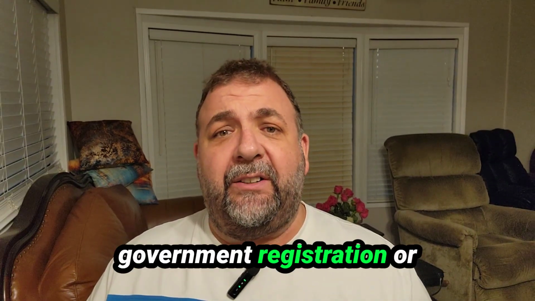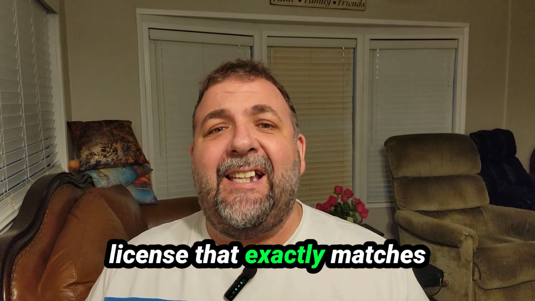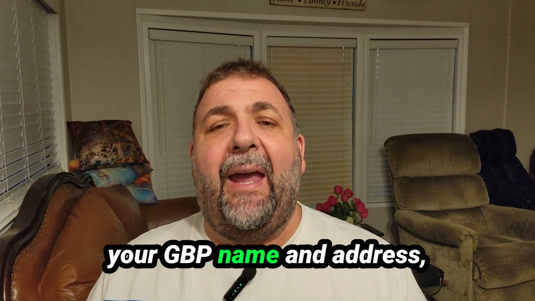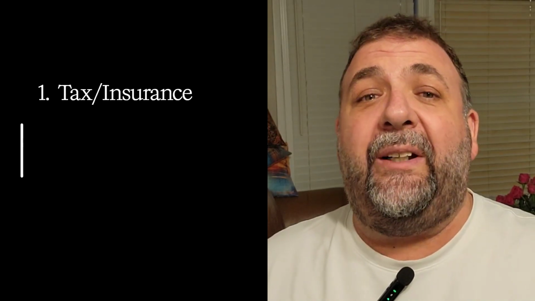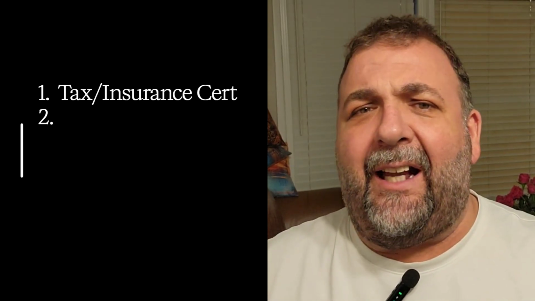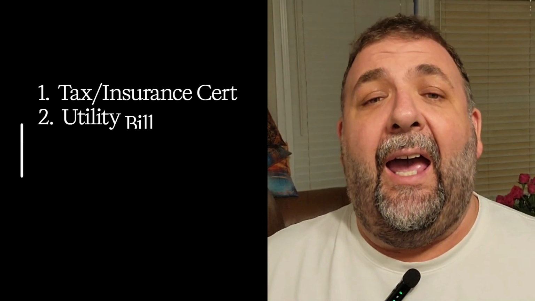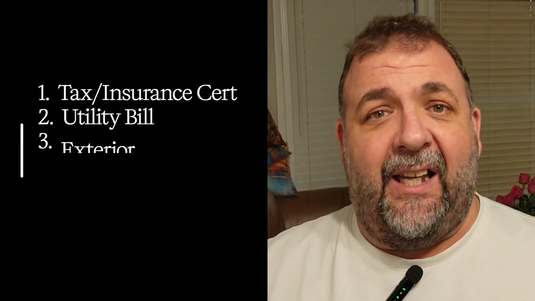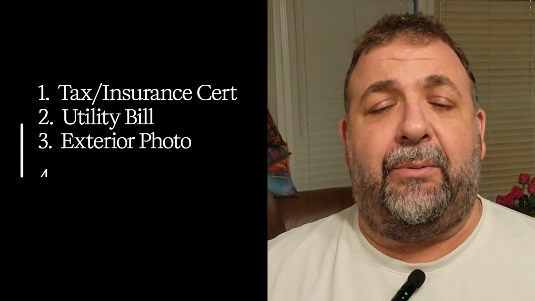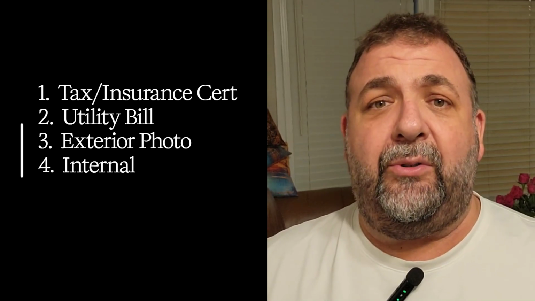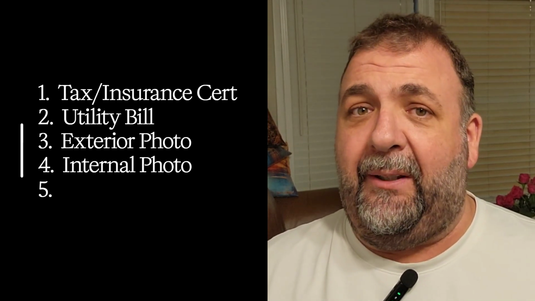Here's what you're going to need: an appropriate government registration or license that exactly matches your GBP name and address. And you're also going to need at least 2 of the following documents, and 3 or 4 is even better if you can get them: a tax or insurance certificate, a recent utility bill like gas, electric, internet, phone, an exterior photo with permanent signage and the building number visible, interior photos that show real work and management.